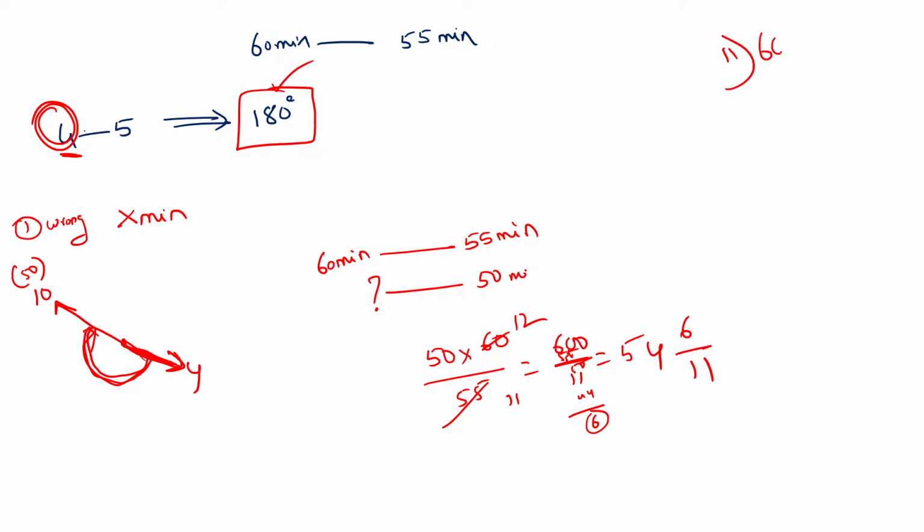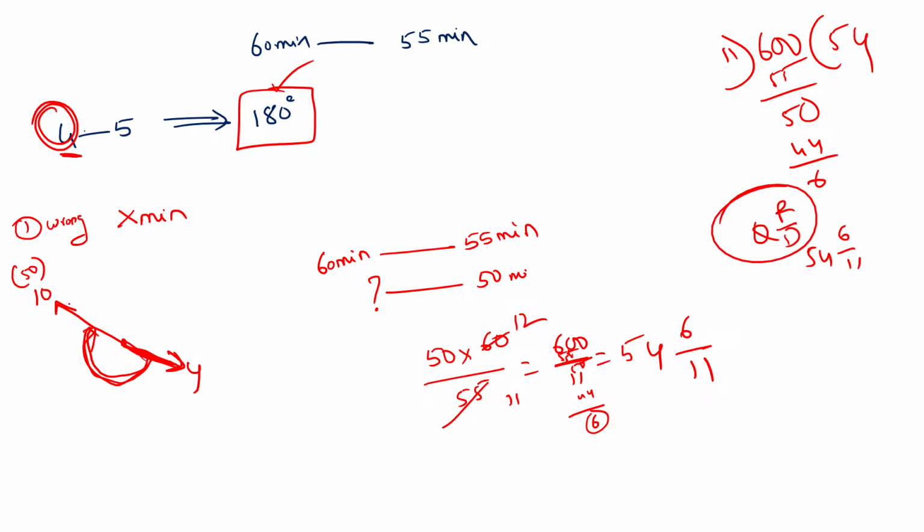I am doing like this. 5 11s are 55, you are going to get 50. 4 11s are 44, the remainder is 6. So you are going to get 54 6 by 11. Quotient, remainder by divisor. That means we thought the answer is 450, but the actual answer is 454 6 by 11.